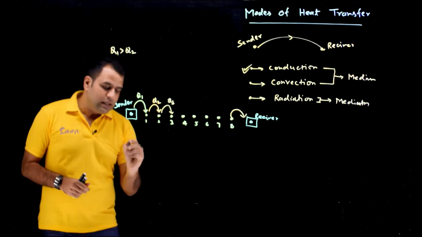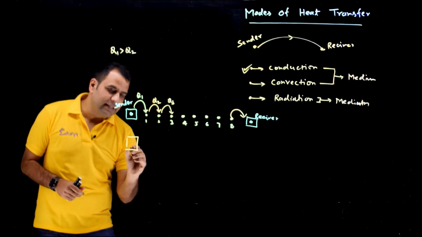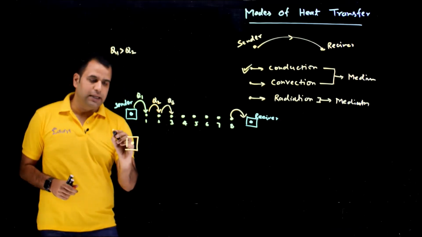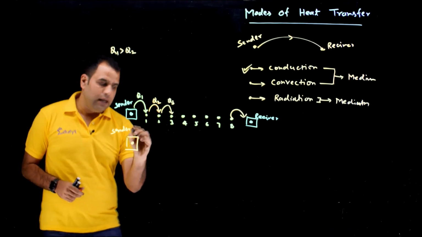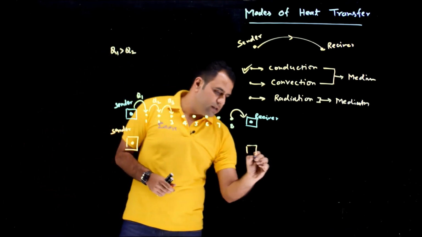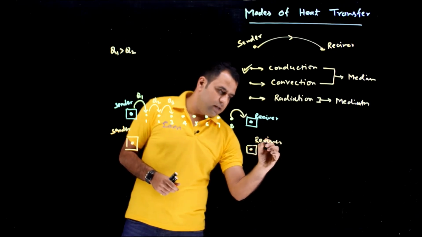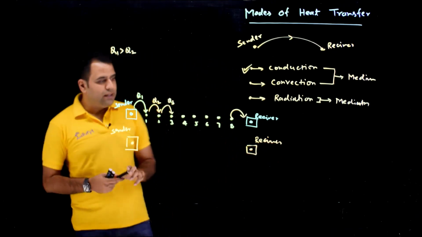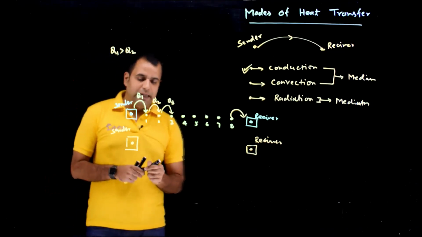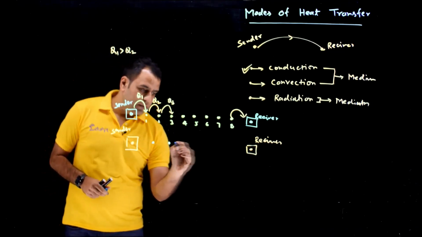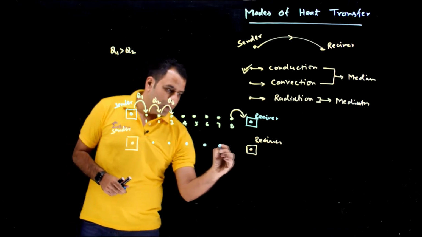Now let's go to the second process, that is convection. One more sender I am taking, and there is one more receiver. There is our receiver. And in between the sender and receiver, we are having multiple particles. 1, 2, 3, 4, 5, 6.